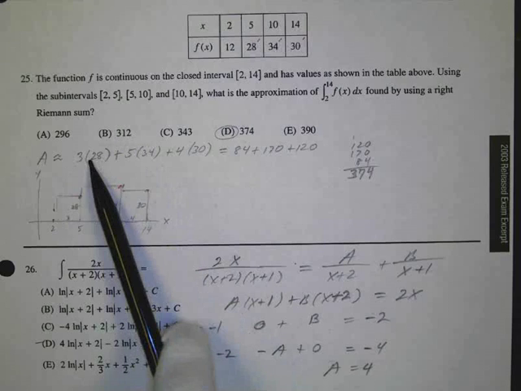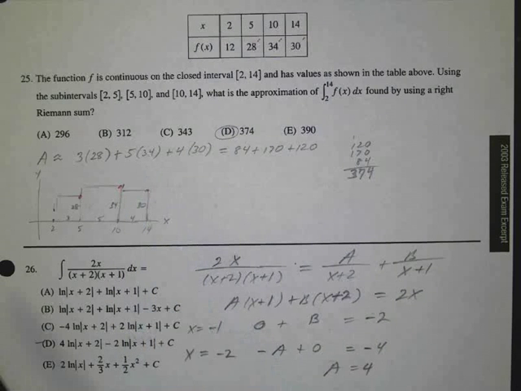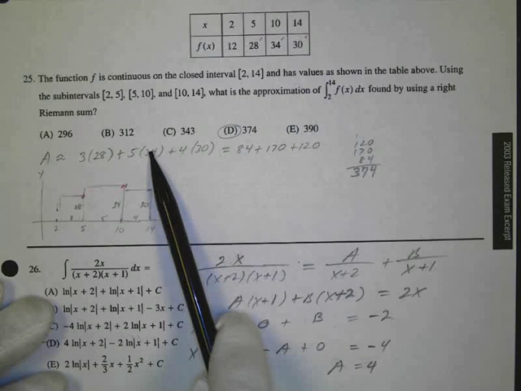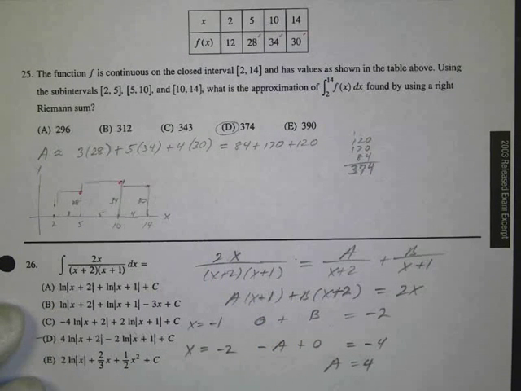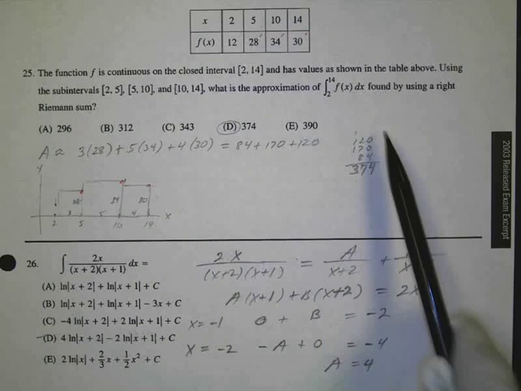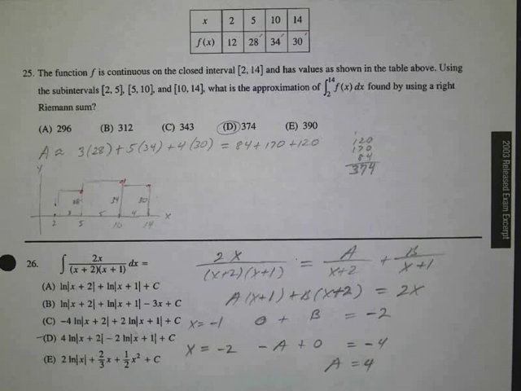So we've got 3 times 28, 5 times 34, 4 times 30. So 3 times 28 is 84, 5 times 34 is 170, 4 times 30 is 120. Then I added them up and I got 374.